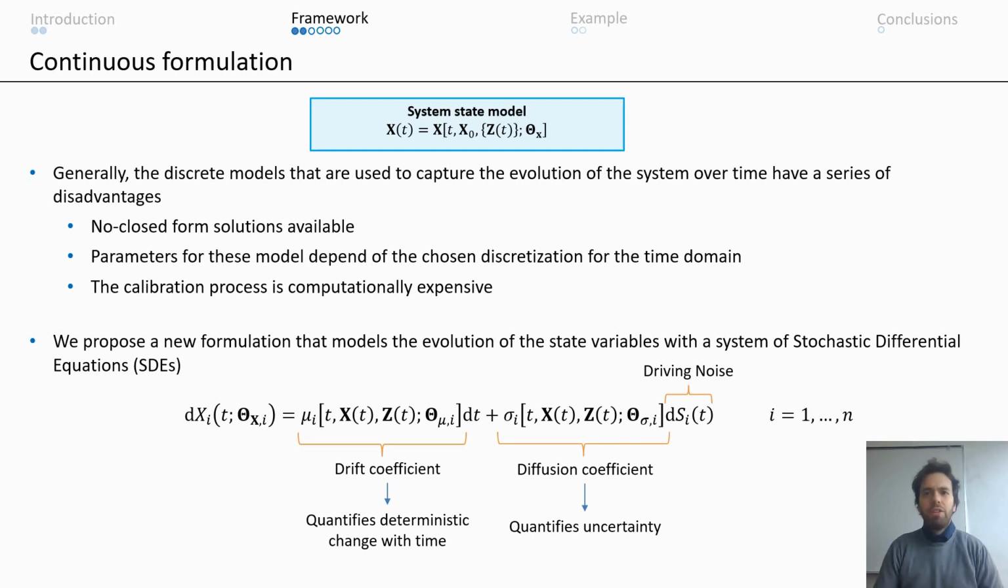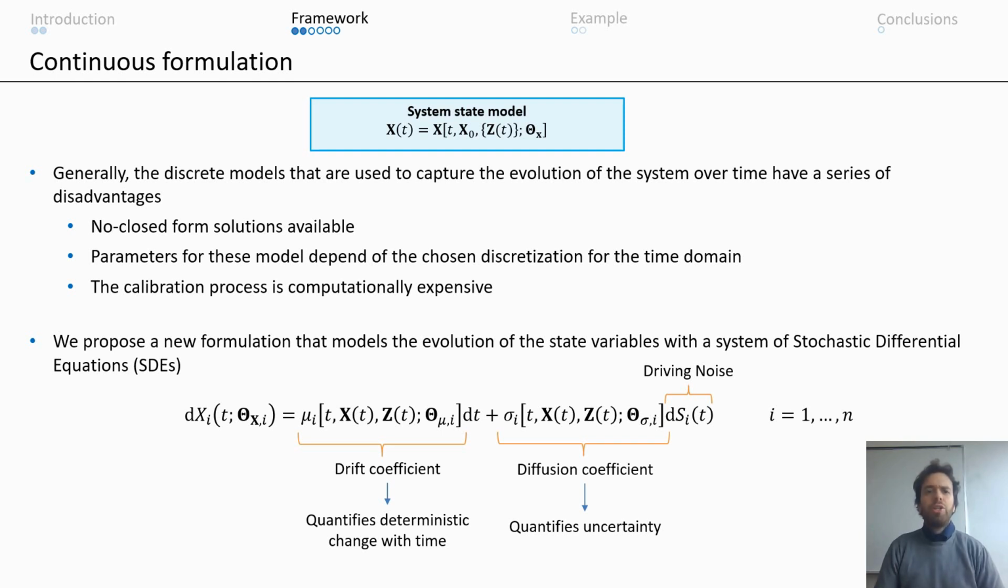We can see how the infinitesimal increment in the state variable, the x, is given by the sum of two independent contributions. The first one quantifies the deterministic change in time of the state variable and is obtained by multiplying what we call the drift coefficient mu by the infinitesimal time interval dt. The second term quantifies the evolution over time of the uncertainty and can be obtained as the product of a so-called diffusion coefficient and the driving noise.